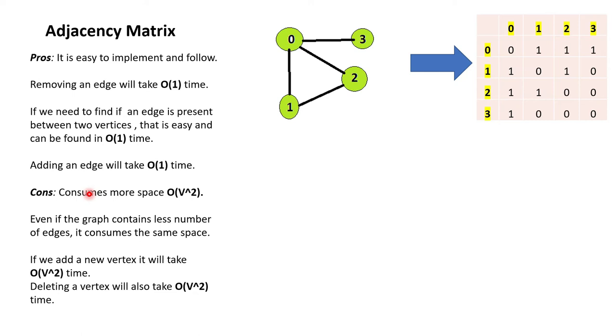Okay, now what are the cons? Consumes more space, O(V square). So if I have total 5 nodes, or here actually it is 4 nodes, then it will take 4 cross 4, means 16 spaces, because it's a 2D array. So if I can see here, it's 16 spaces it is taking.